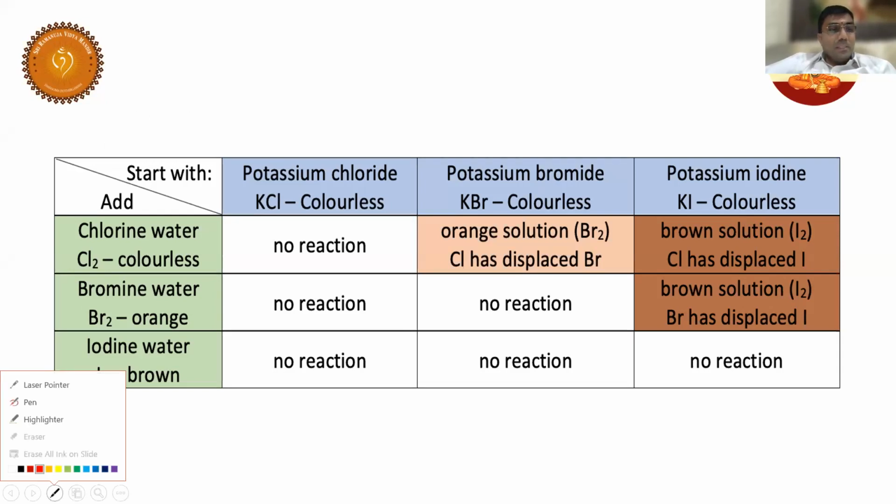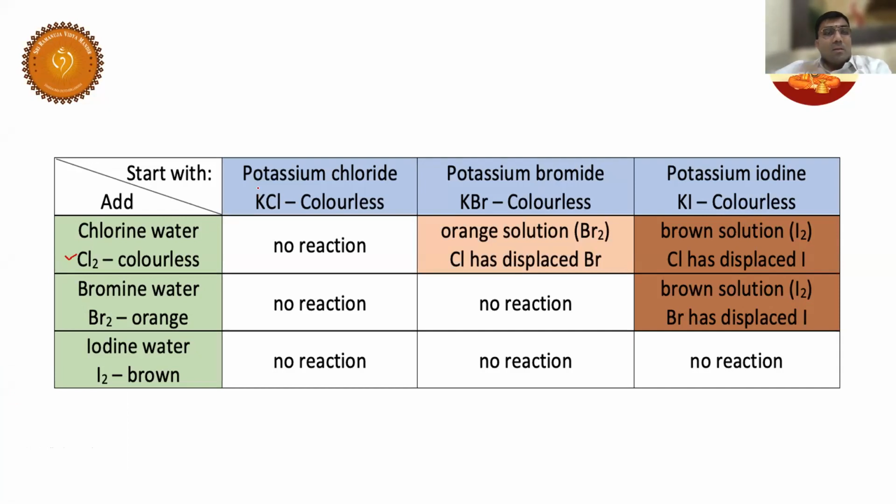Students, just have a look here. So here you have chlorine. Naturally, chlorine and chlorine, there won't be any reaction. Chlorine and KCl, there won't be any reaction, right? And when you add KBr to chlorine, chlorine, which is more electronegative and more reactive, is going to displace the bromine from the reaction. So that leads to the formation of bromine, a reddish brown colored solution.